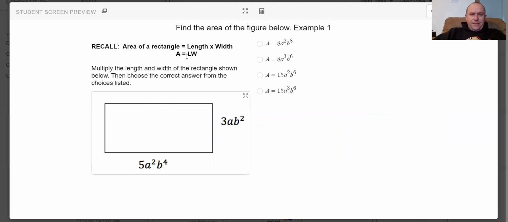So as I'm multiplying this, it tells me it's length times width. So I know I'm doing this times this. So numbers first. 5 times 3, 15. So I've already narrowed it down to 2. A squared times a, add the exponents. So 2 add 1 is 3. And for the b's, 4 add 2 gives me 6. And I can pick my answer.